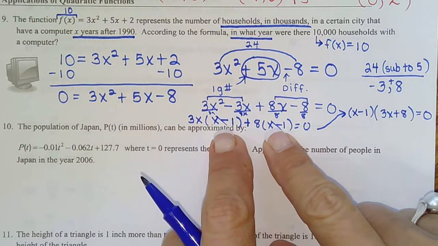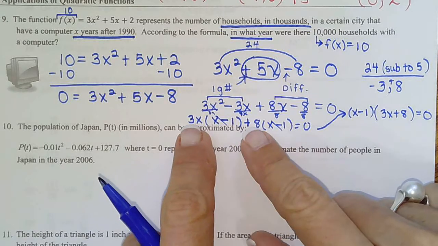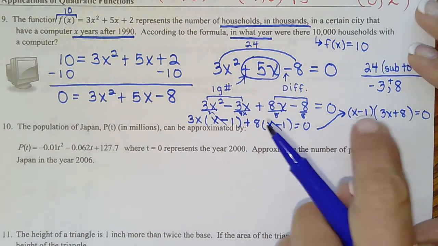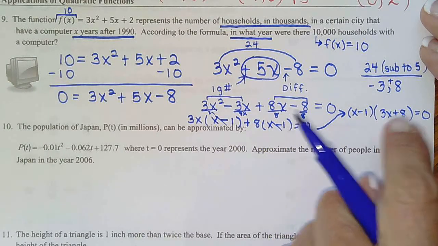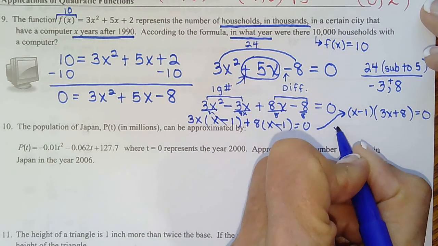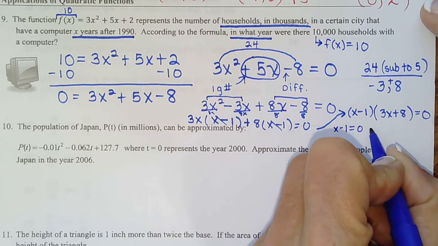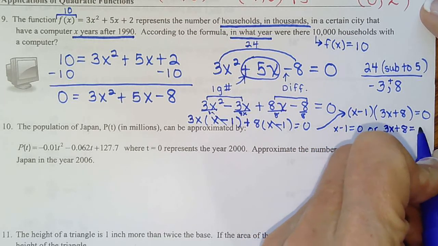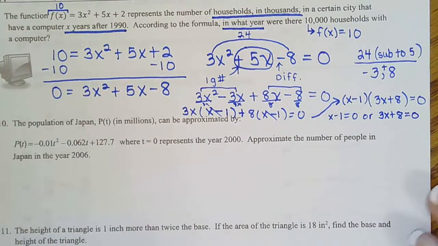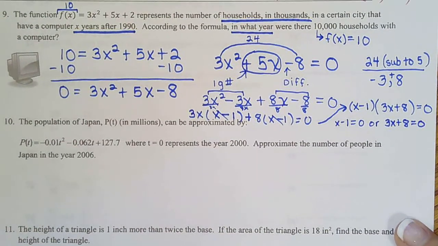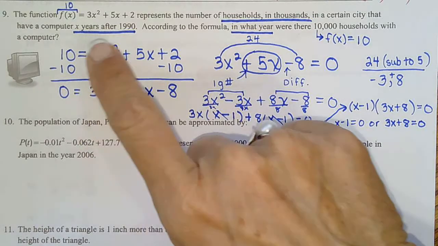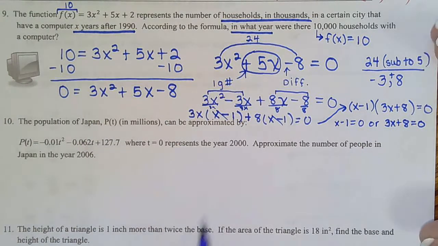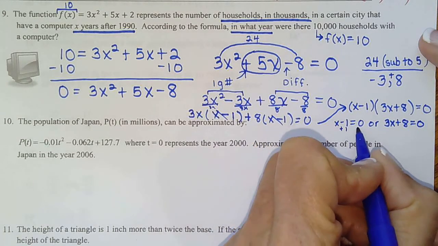So GCF, x minus 1, what's left over? 3x plus 8. Then we use our zero factor property. If a times b equals 0, either a is 0 or b is 0. So solve those two, keeping in mind it's a word problem, so probably one answer is not going to make sense. And remember, x stands for years. So that's one thing you could think about.